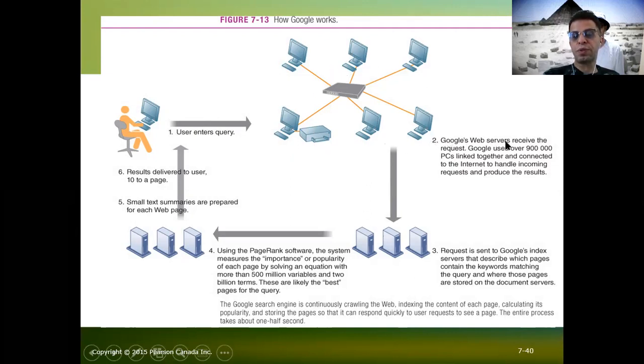Basically, the Google Web Server receives the request. Google uses over 900,000 PCs linked together and connected to the internet to handle the incoming requests and process the results. Once the request is sent to the Google index server, which describes which pages contain the matching keyword, it starts looking at the keyword matching, at the pay-per-click, and at whose website is being asked for more than others, and starts ranking them.